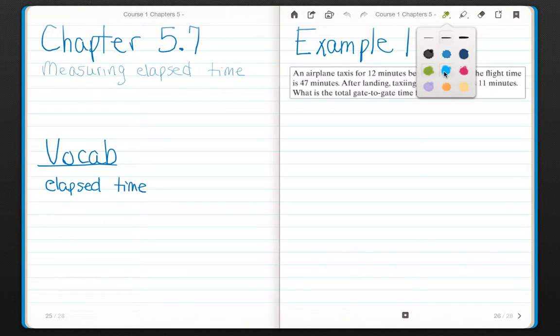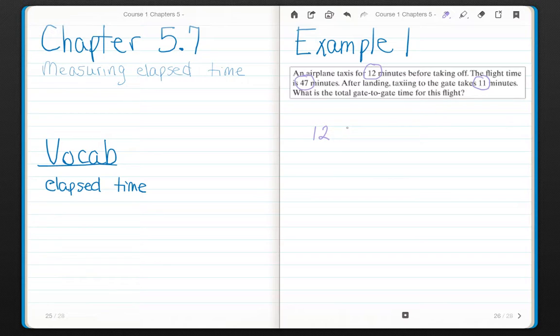An airplane taxis for 12 minutes before taking off. The flight time is 47 minutes. After landing, taxiing to the next gate takes 11 minutes. What is the total gate-to-gate time for this flight? So we have 12 minutes before you take off, 47 minutes in the air, and another 11 minutes from landing to getting to the gate.